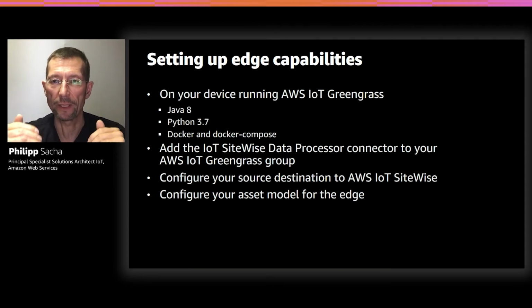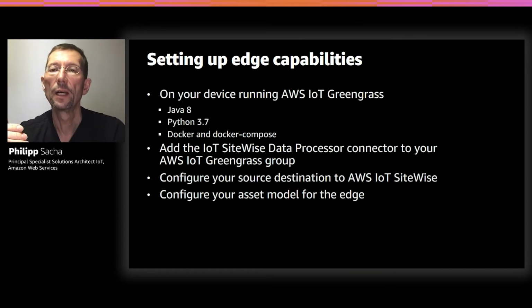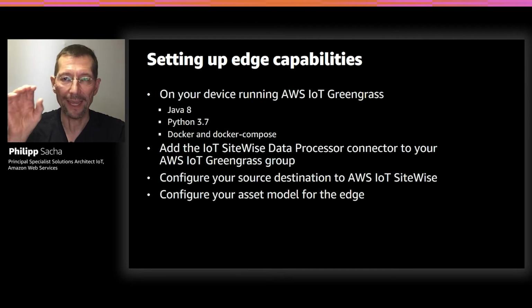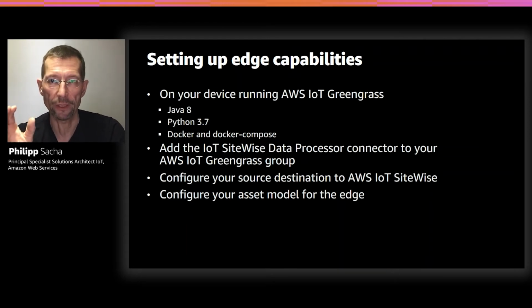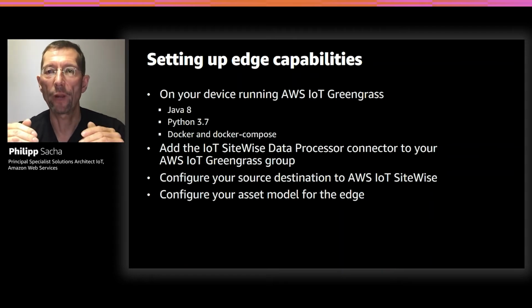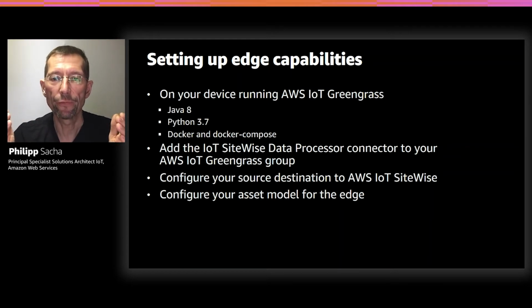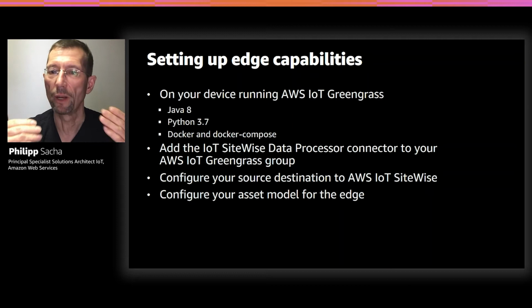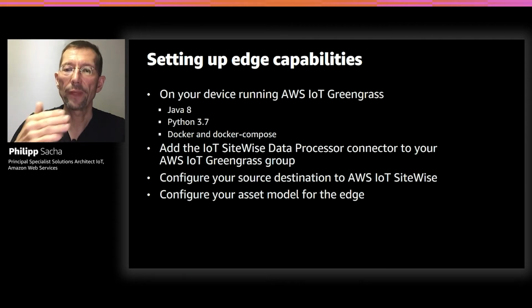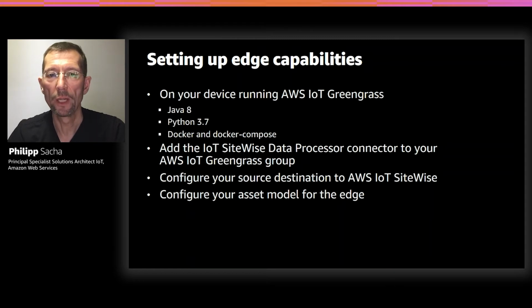Then you need to add the IoT SiteWise data processor connector to your Greengrass group. This will deploy it also to your device running AWS IoT Greengrass. Then you need to configure the gateway of AWS IoT SiteWise to process your data at the edge. And finally, you need also to configure your asset model for edge processing. In the asset model, you define which properties will be computed and processed at the edge, and the results will then be sent up to the cloud for long-term storage.